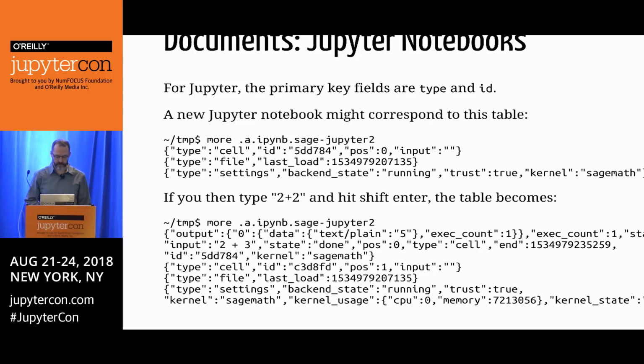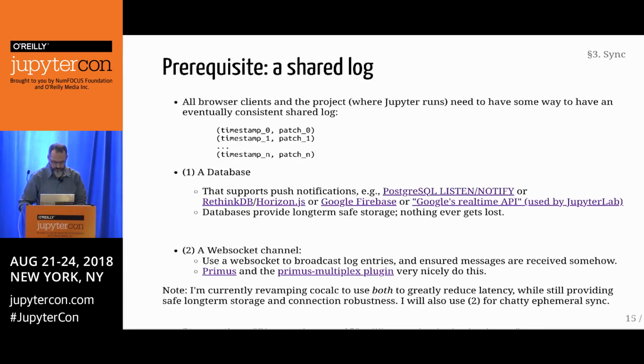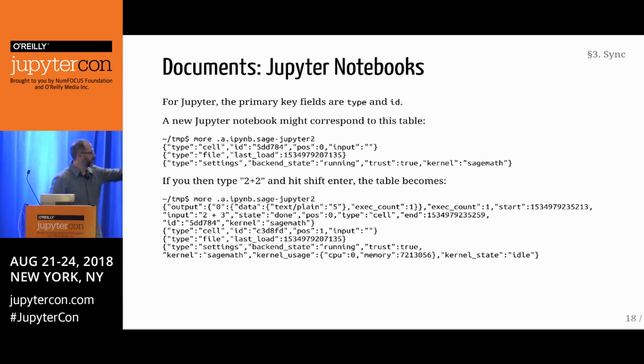If you type, it looks like it's 2 plus 3. I said 2 plus 2, but it's 2 plus 3. And then hit enter. Then here's how the document changes. So now there's some output, and the input changed to 2 plus 3 from being blank. And it's the output messages, et cetera. And the other parts are basically the same. There's a little bit of information about memory and CPU usage. OK. And this is synchronized around to all the clients.